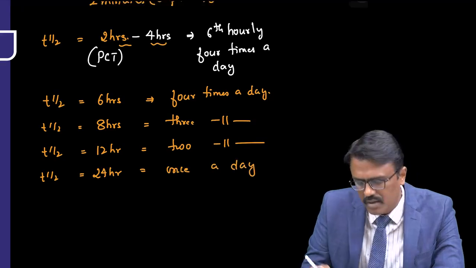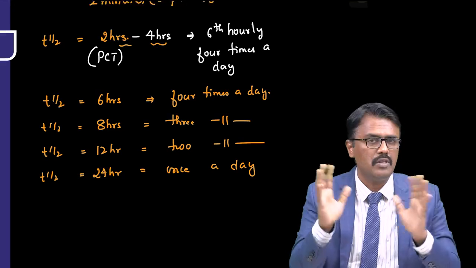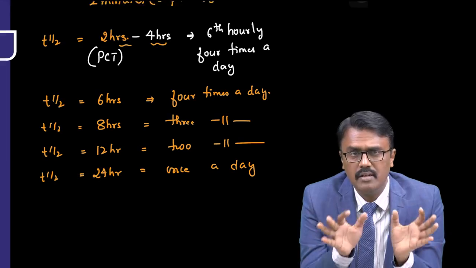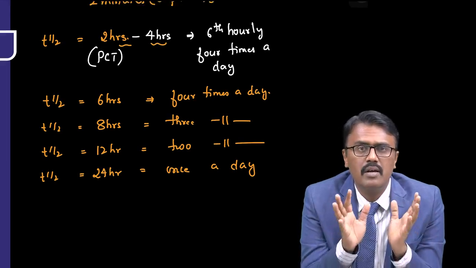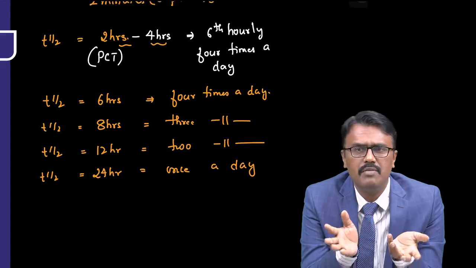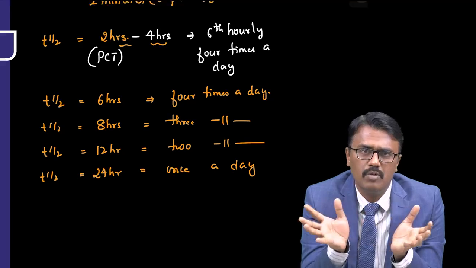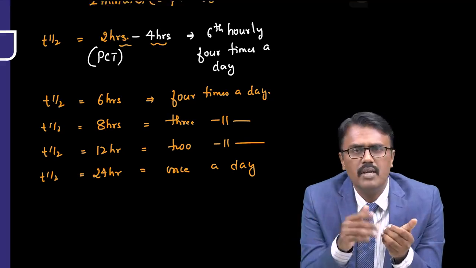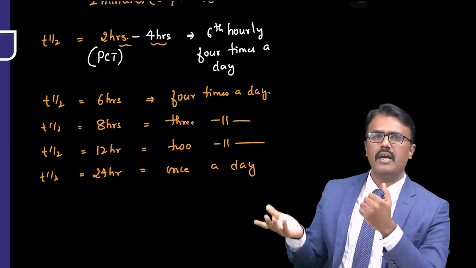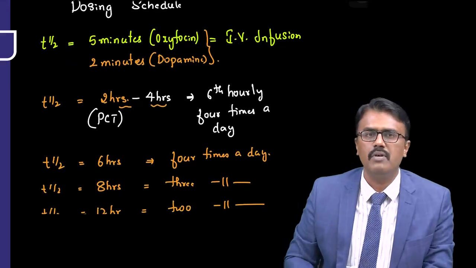So remember, half-life will give a rough idea for the dosing schedule. It is not going to tell us the duration of action. Half-life will not tell us duration of action. Remember that. It is just helping us schedule the dose: how many times in a day I can give. If it is very short acting, half-life 5 minutes, we have to give infusion. For 2 to 4 hours, we increase the dose and give it 4 times a day. 6 hours, 4 times only. 8 hours, 3 times. 12 hourly, 2 times. And 24 hours, once daily. That will help in dosing schedule. That is the importance of T-half.